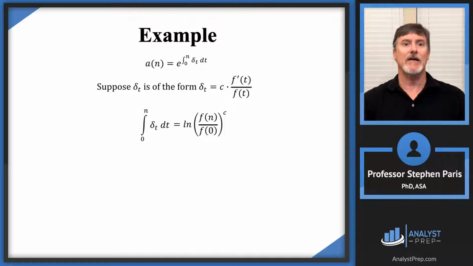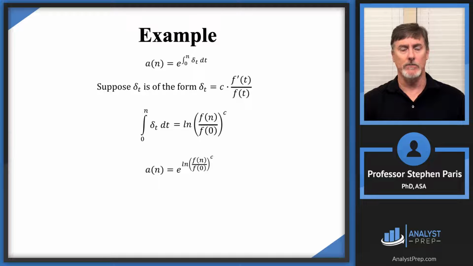So what I get then is that the integral in the exponent becomes the ln, in this special case, the ln of this expression f of n divided by f of 0 raised to the c power. Then a of n, the expression for the accumulation function at time n, is e raised to that integral power, so a of n equals e raised to the ln here. Of course, the exponential and natural log are inverse functions of one another, and so what I end up with is just a of n equals f of n divided by f of 0 raised to the c power.